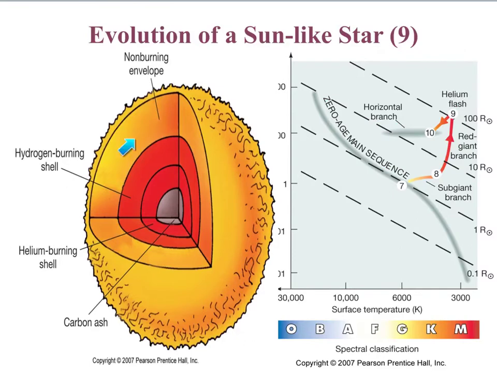So here you can see we have this non-burning envelope because this part still hasn't been touched by fusion, because fusion is gradually moving out. And we're left with a hydrogen-burning shell, and then in the interior of the star, a helium-burning shell, but now we have carbon ash on the inside because a sun-like star can burn beyond helium to carbon.